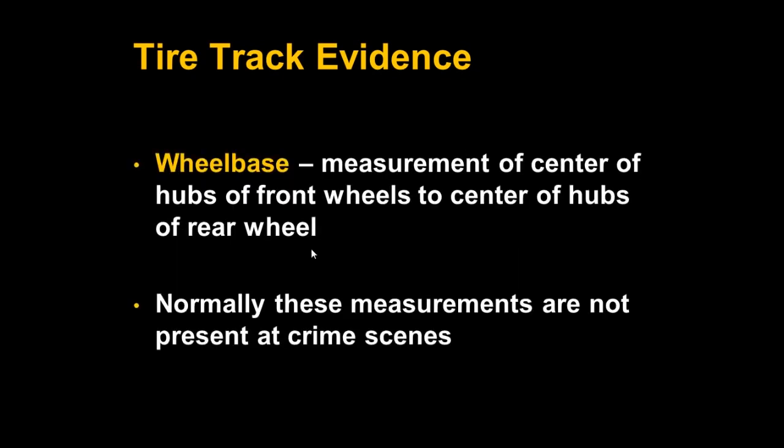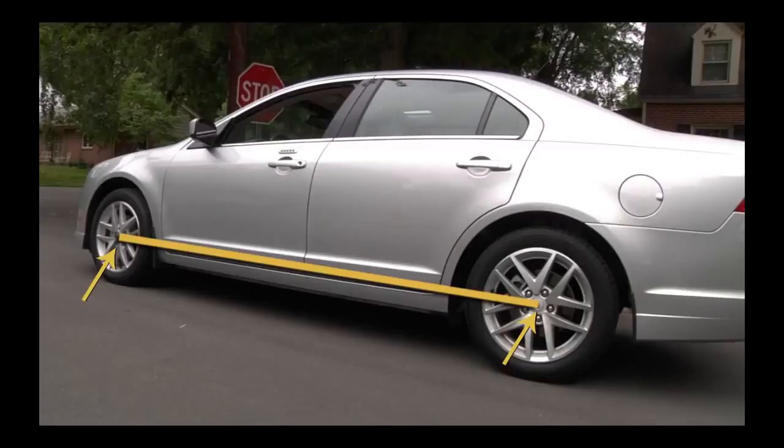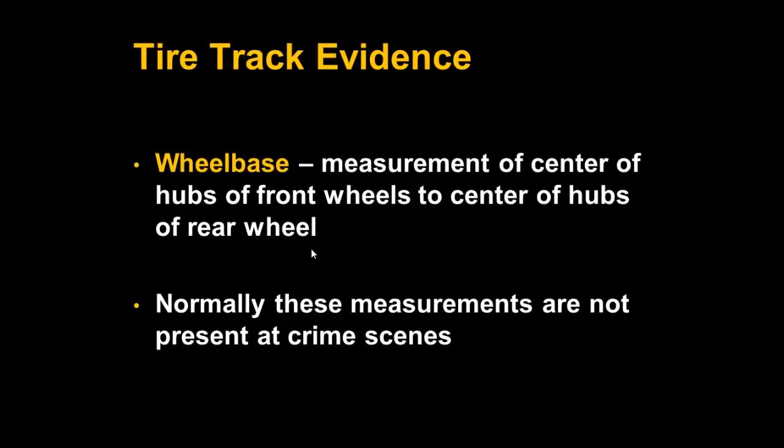Another important measurement to take from tire tracks, when available, is the wheelbase. This measurement is taken from the center of the hubs of the front wheels to the center of the hubs of the rear wheels. Unfortunately, all of the points needed to make this measurement are rarely available at an accident or crime scene. The times when this might be available are when the car is parked in snow or rain, where you could clearly see where the bottoms of all four tires were.